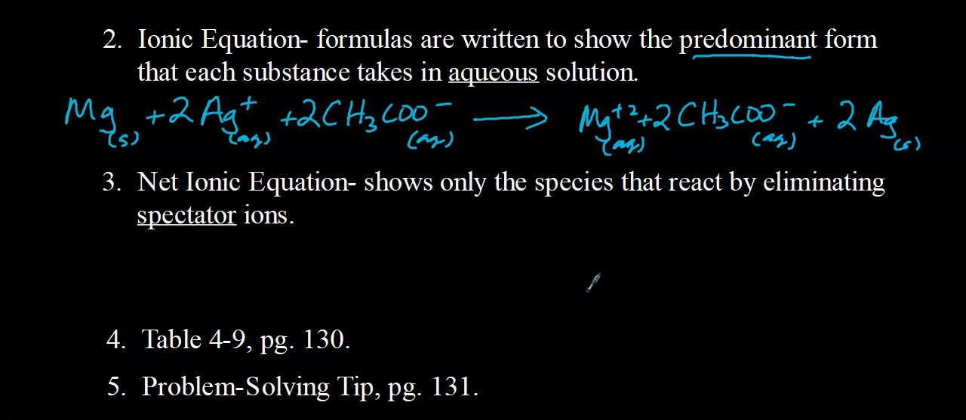What is the spectator ion? Remember how to identify those. They are the same after the reaction as they were before the reaction. So our spectator ion is acetate. We have acetate in solution before the reaction. We have acetate in solution after the reaction. What did the acetate do during the reaction? Absolutely nothing. So let's get rid of that and let's write the net ionic equation.